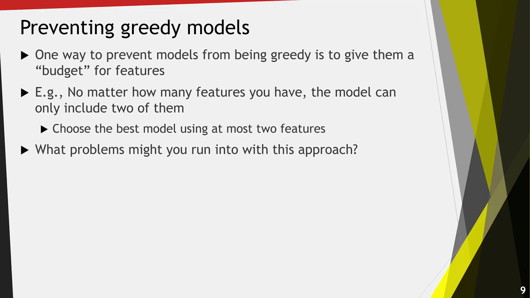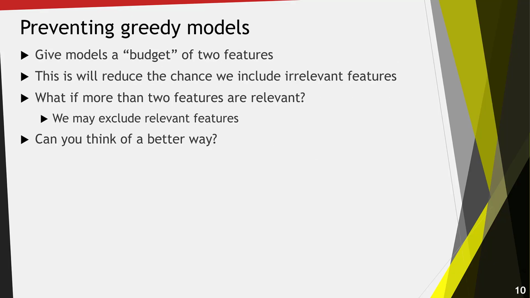One way to prevent models from being greedy is to give them a budget for features. For example, no matter how many candidate features you have, you allow the model to only include 2 of them. You're going to choose the best model using at most 2 features. This is a way to prevent overfitting because you're going to limit the number of features that are included in a model. But what problems might you see with this approach? The proposal I've given you here gives the model a budget of 2 features, and so that reduces the chance that we'll include irrelevant features since there's only 2 to choose from. But what if more than 2 features are relevant? We might wind up excluding relevant features. Could you think of a better way?